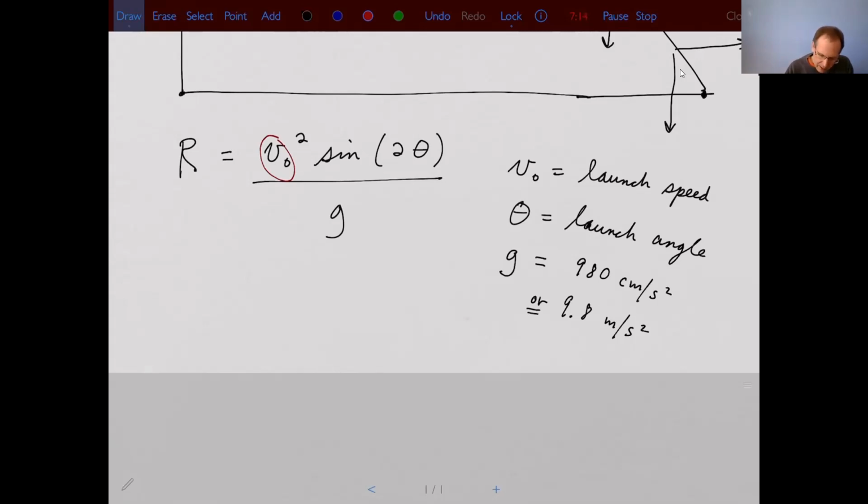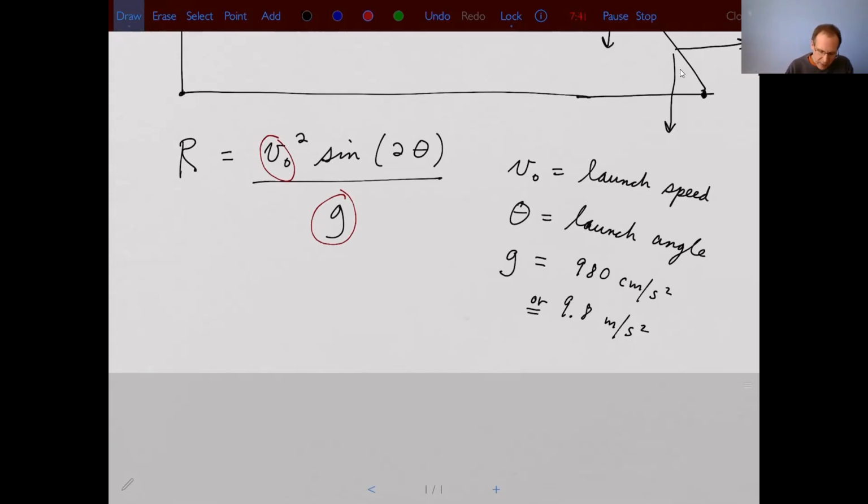Now, obviously, g is pretty much a constant on the surface of the Earth. But if we were to do this experiment on, say, the moon, where g is a lot smaller, around a sixth of the gravity compared to that on Earth, then the range would be 6 times as far, 6 times as large. So it really depends on g as well. But for our cases, since we're launching everything on the surface of the Earth, g is going to be just a constant.